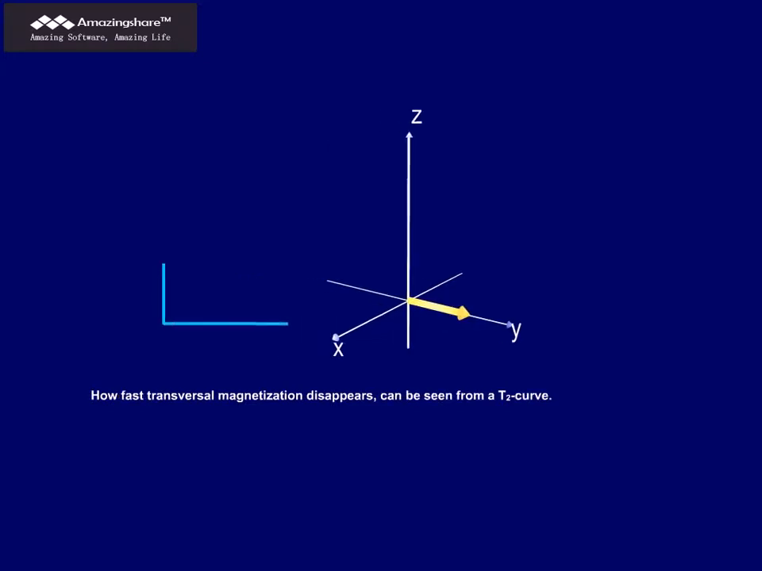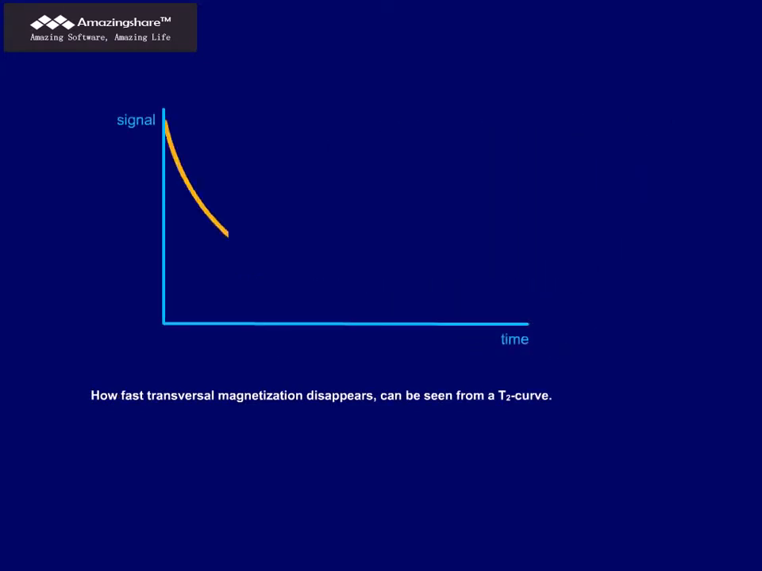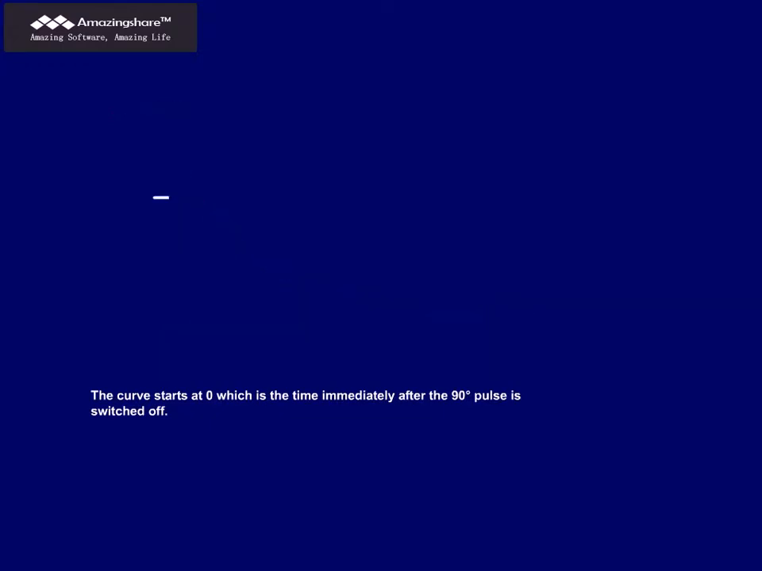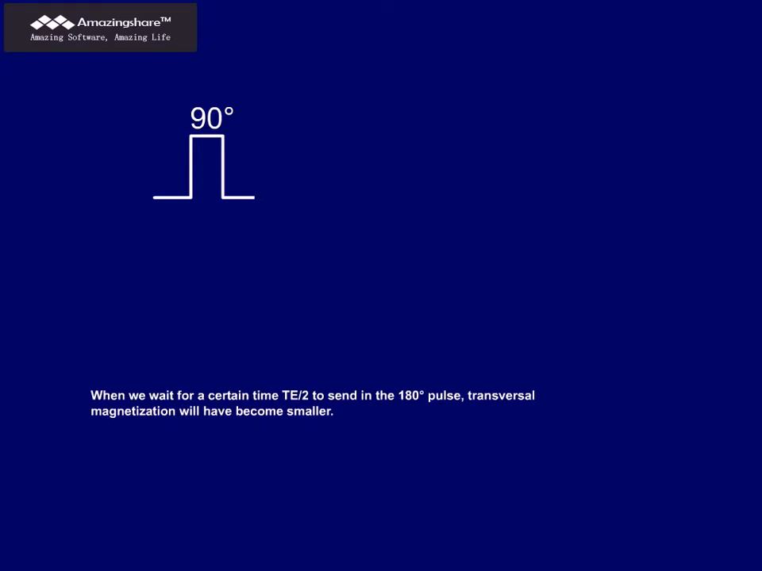How fast transversal magnetization disappears can be seen from a T2 curve. The curve starts at 0, which is the time immediately after the 90-degree pulse is switched off. When we wait for a certain time, half of Te, to send in the 180-degree pulse, transversal magnetization will have become smaller.